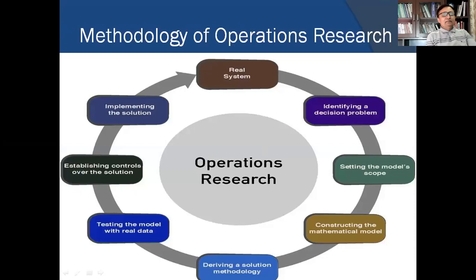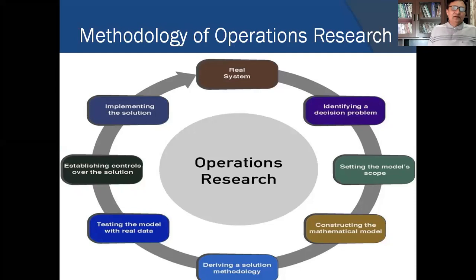If you look at the methodology of operations research, first of all, we have a real system. The steps are given in this diagram, which you can see. First we have the real system, the system in which we operate, a system in which we have certain scarce resources, certain problems, and certain decisions to take. Now, from the real system, we have to identify a decision problem. This is the first step, which will be used in all the techniques and tools of operations research.